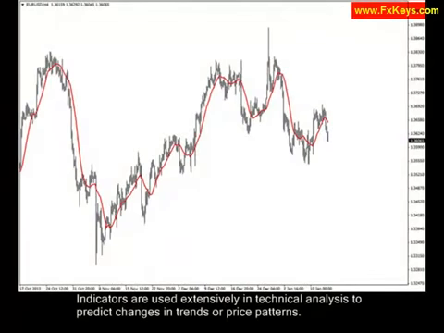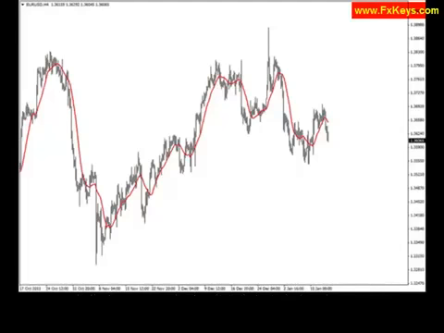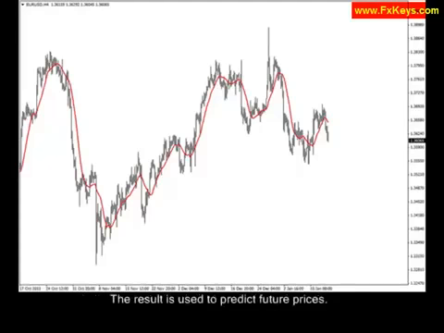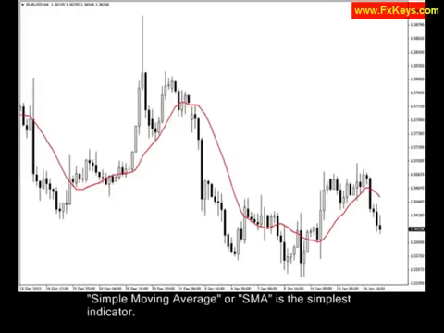Indicators are used extensively in technical analysis to predict changes in trends or price patterns. In the context of technical analysis, an indicator is a mathematical calculation based on a security's price and volume. The result is used to predict future prices. Simple moving average, or SMA, is the simplest indicator.